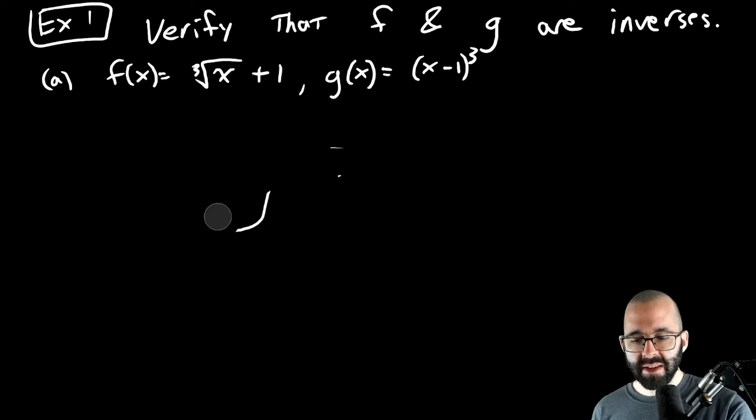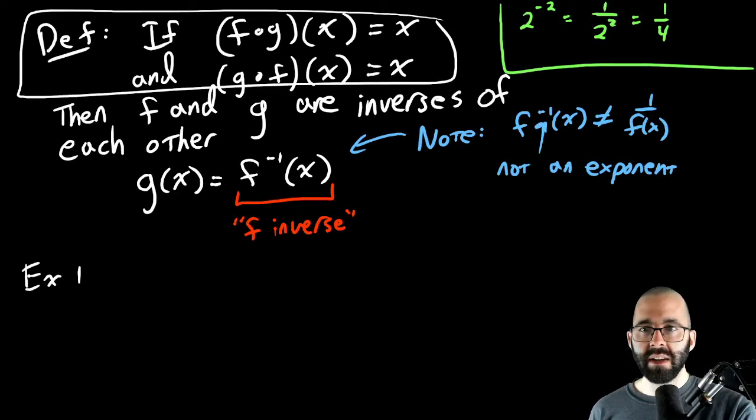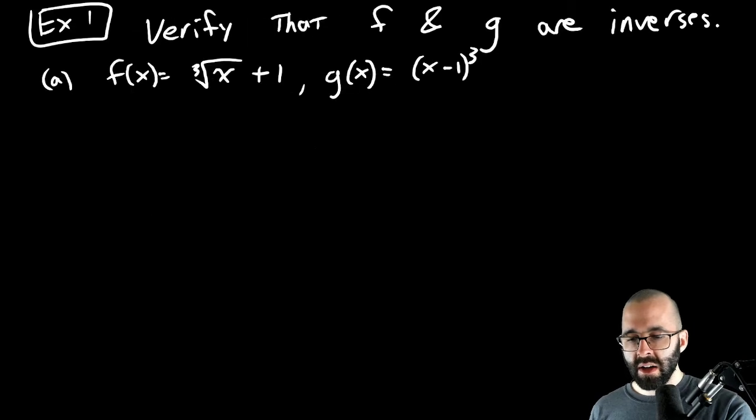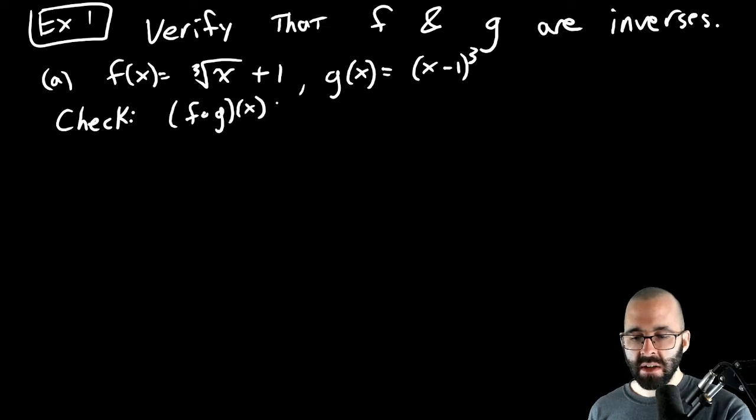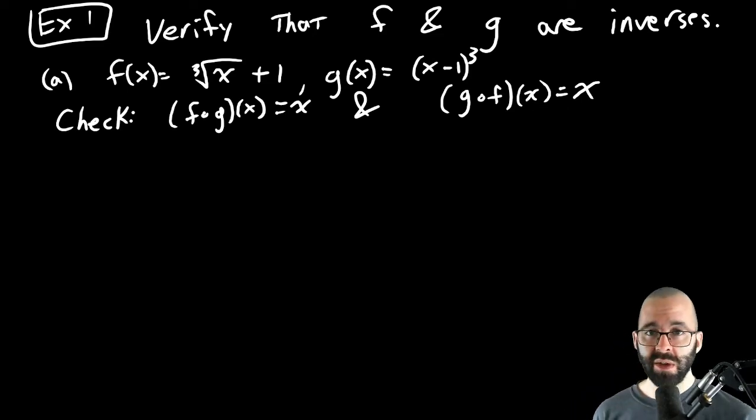Just connecting topics. So in order to verify that they're inverses, we're going to use the definition. This is what we need. We need to check, right? Is f composed with g equal to x, and is g composed with f equal to x? There are situations where only one of these is true. We need to make sure they're both true.